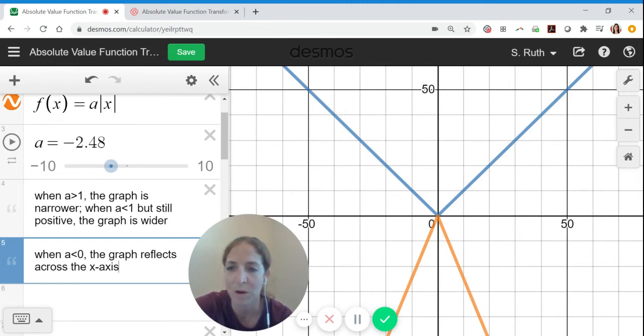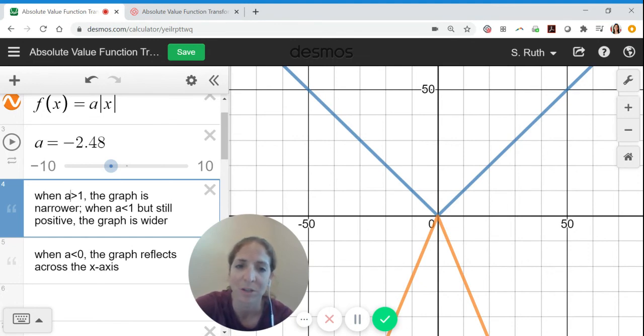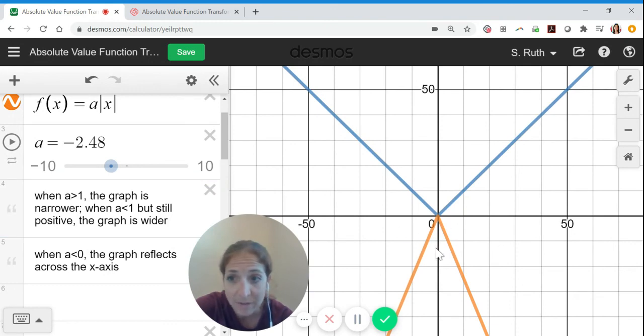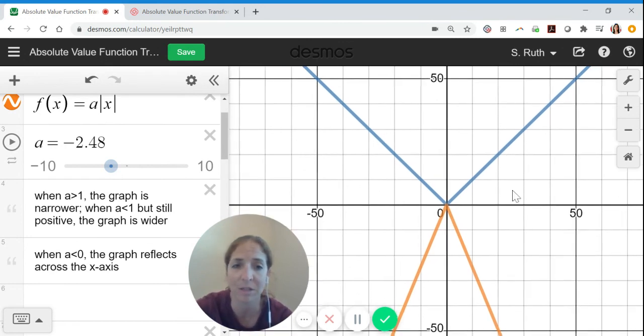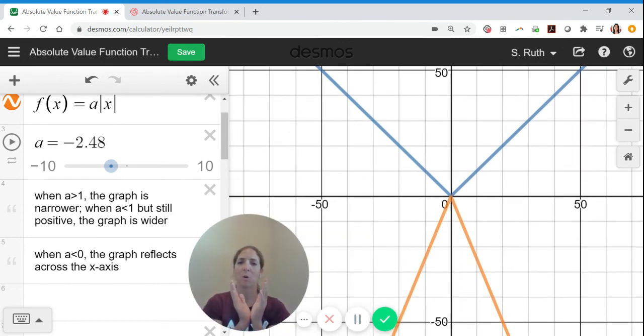So here's kind of a weird way that we can use absolute value within our discussion about an absolute value. It turns out that when the absolute value of A is greater than 1, the graph is always going to be narrower. So for example, the current A value showing on the screen is A being negative 2.48. And you can see that the orange V is reflected, like we just talked about, but it also is still narrower than the blue V. And that's because the absolute value of A is still greater than 1.